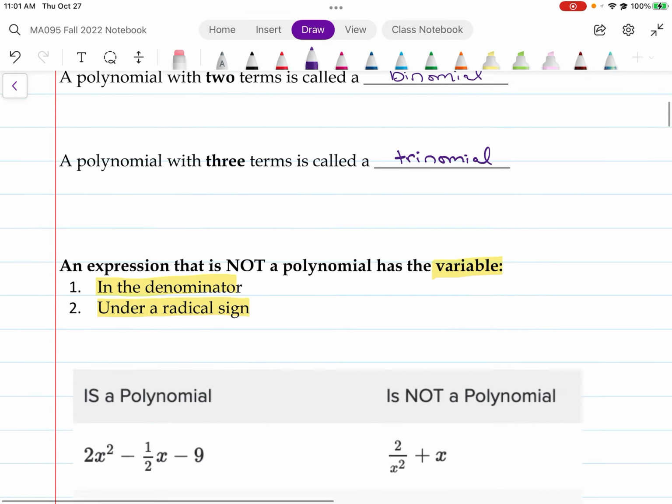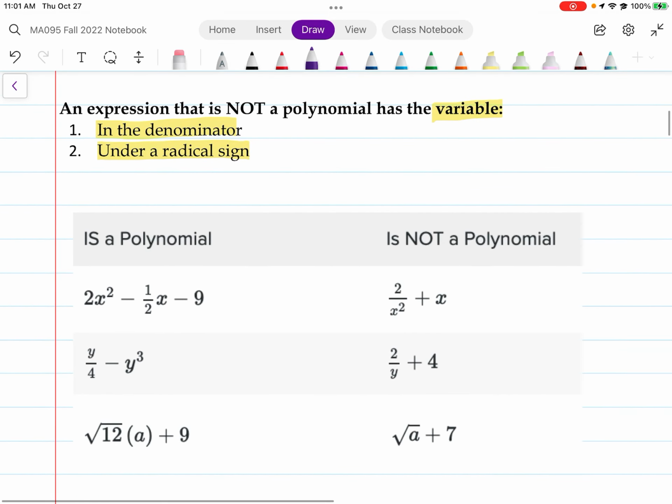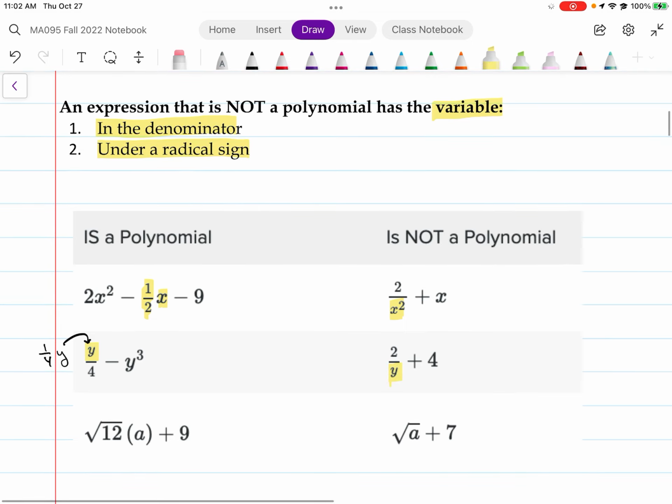All right, so here are some examples. The ones on the left are polynomials and the ones on the right are not. So why not? This one has a 1/2 and the x is just out front. In this one, though, x squared is on the bottom. On the one on the left here, y is on top. In other words, this is the same thing as 1/4 times y. The next one, though, is 2 over y instead of y over 2. 2 over y is in the bottom, not a polynomial. The next one, we've got square root of 12, and then a is on the outside, whereas the one on the right over here, square root of a is under the radical, not a polynomial.